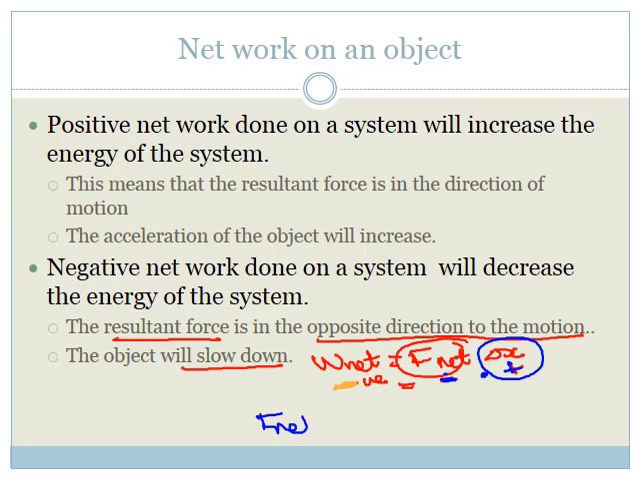But we know that F net equals mass times acceleration. So if the net force is negative, mass cannot be negative because it's a scalar. Therefore, the acceleration is negative as well. So a negative net work done means that there is a resultant force in the opposite direction, which means the object is slowing down.